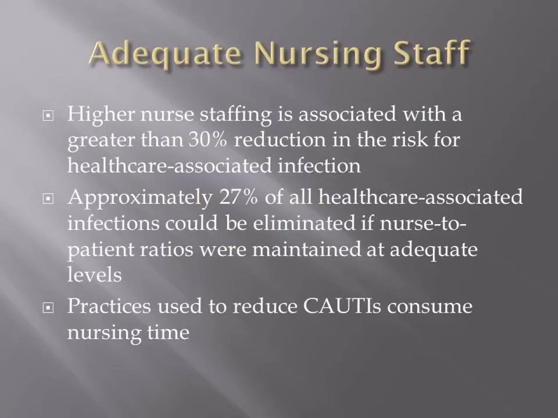One of the keys to preventing CAUTIs is adequate nursing staff as well. It's been shown that higher nursing staffing rates are associated with a 30% reduction in the risk of healthcare-associated infections in general, and 27% of all healthcare-associated infections could be eliminated if nurse-to-patient ratios were maintained at adequate levels. And practices used to reduce CAUTIs consume nursing time. The higher quality staff you have, and the more staff you have, it looks like it will decrease the amount of CAUTIs as well as hospital-acquired infections in general.